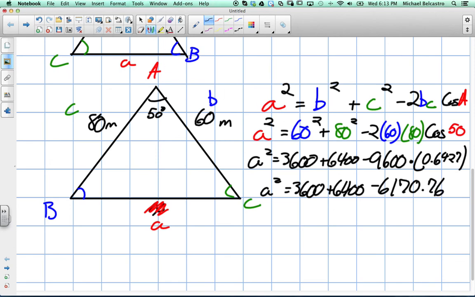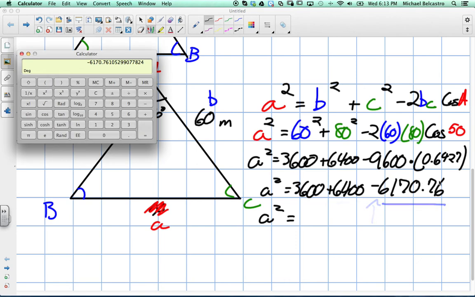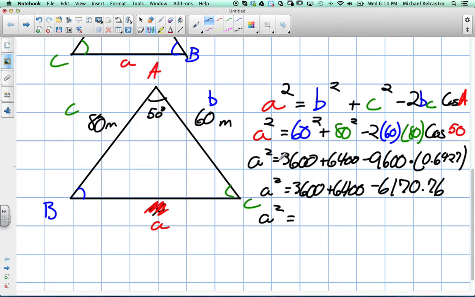Okay, this makes math a lot easier now that we've carried out that step because it's this plus this minus this. That's what our number is going to be. So I'll put that into a calculator very quickly. So we have a squared is equal to, and we'll add up all those numbers. Since this number is already in my calculator, I'm going to leave it in there and just add the next two. So plus 6,400 plus 3,600. There we go. 3,829.23.